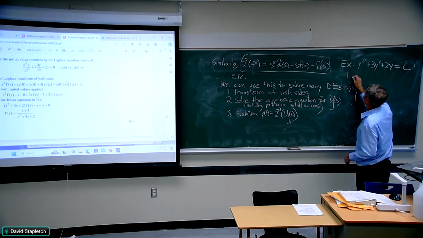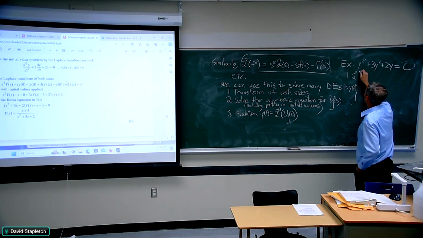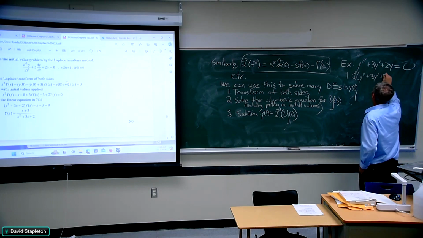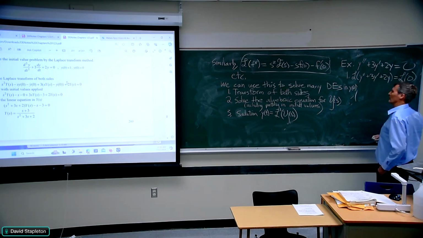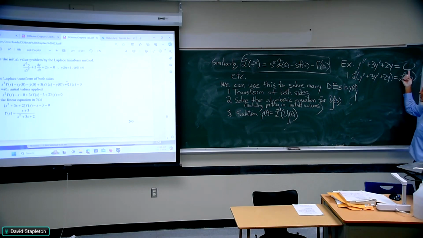So step 1 says I take the Laplace transform of both sides. Laplace transform of y double prime plus 3y prime plus 2y equals the Laplace transform of 0. And here's why I said you need to know the Laplace transform of 0. You get a homogeneous equation, right? So what's the transform of 0? It's just 0.